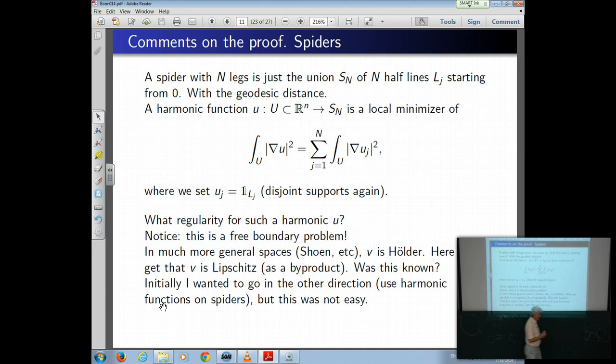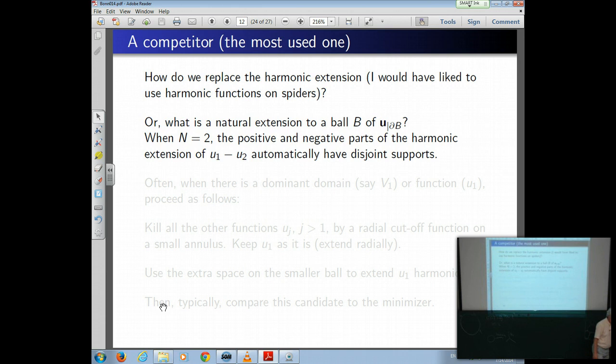Anyway, take harmonic functions with values in spiders. What do they look like? Again, I hoped at some point to be able to use harmonic functions with values on spiders to prove something, and it turned out it was the other way around. So anyway, this was the story about spiders. This is just the regularity. And then I have to come back a little bit.